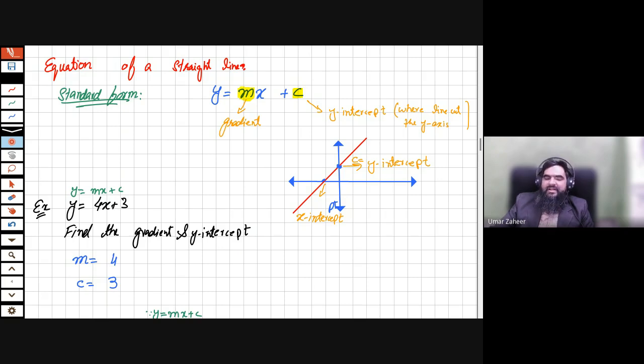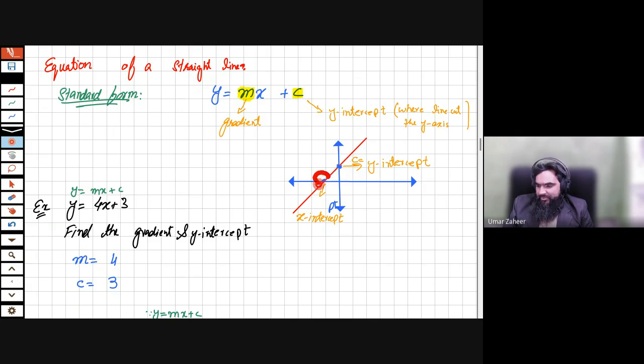Now the main thing, the equation of a straight line. The standard form for the equation of a straight line is y equals mx plus c, where m is the gradient of the line and c is the y-intercept. We already learned how to find the gradient; we have done the two methods. The y-intercept is the point where the line cuts the y-axis. Look here: at this point, the red line cuts the y-axis. So this point is the y-intercept.